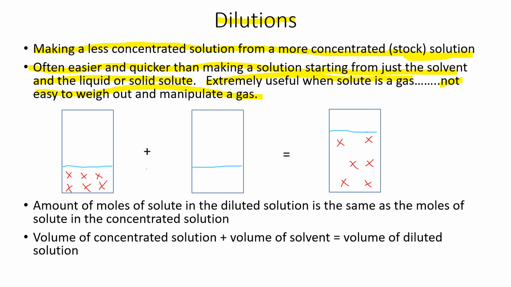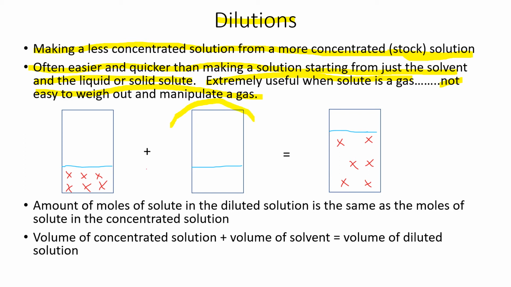So I want to draw a very quick and crude picture of what's happening with the dilution, because if you can follow what's happening with this picture, all of the calculations and the math that go along with doing a dilution become a lot more clear. So when you're diluting something, you're taking a concentrated solution. That's what you see on the left. The red X's represent the solute particles. I have a concentrated solution. Well, if you want to make a more dilute solution, you're going to add solvent to dilute that. That's what the second picture is.